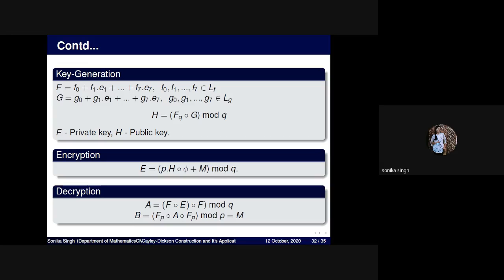And again, decryption contains 2 steps. The first one is A, that is F of E of F mod Q, and in this step, there are morphing identities which are used. After center lifting, the user performs the second step, that is B is equal to FP of A of FP mod P. If we simplify it, we can see that this will be equal to M, and M is our plain text octonion.